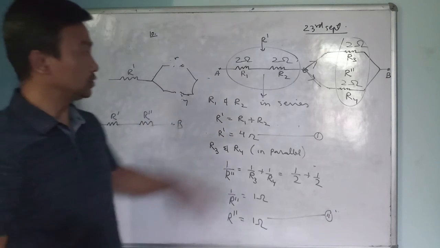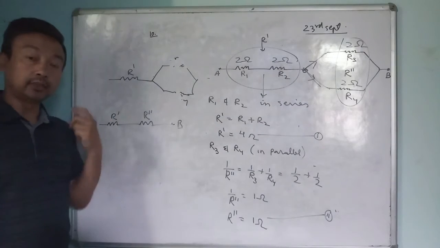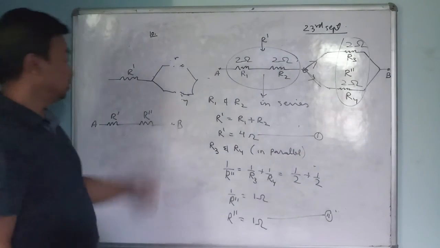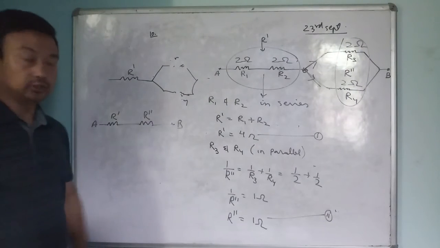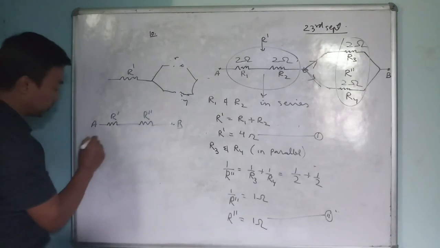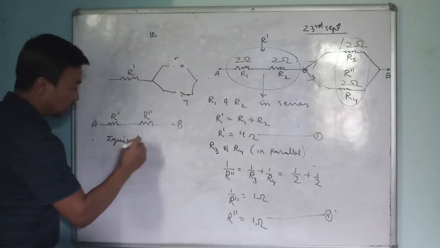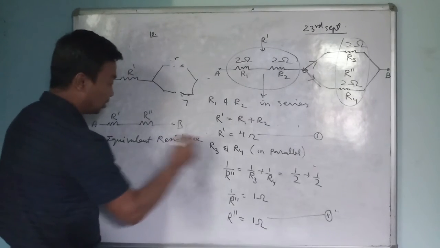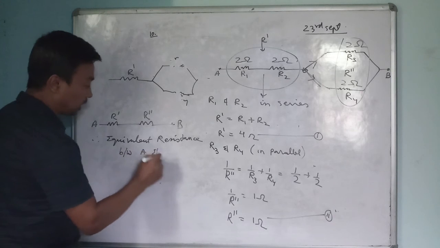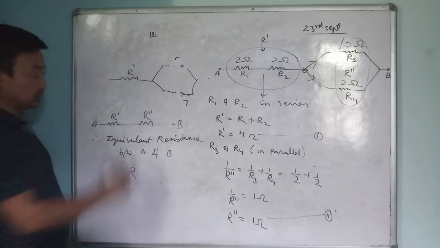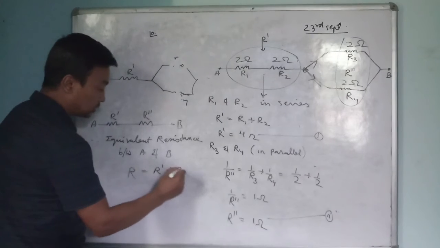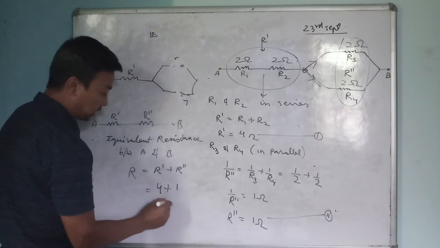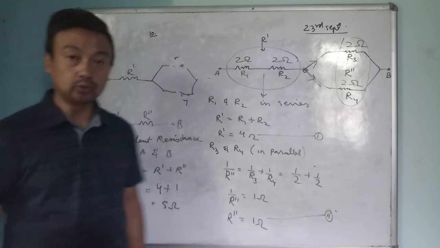So now what is happening here is these 2 have been reduced into 1 by using the series. These 2 are reduced into 1 by using the parallel, but between A and B there are still 2 resistances, and how are they connected? In series. So the equivalent resistance between A and B, let us say R, since both are in series, is R dash plus R double dash. What is R dash? 4. What is R double dash? 1. So the answer will be 5 ohm. So like that you have to go on doing it.